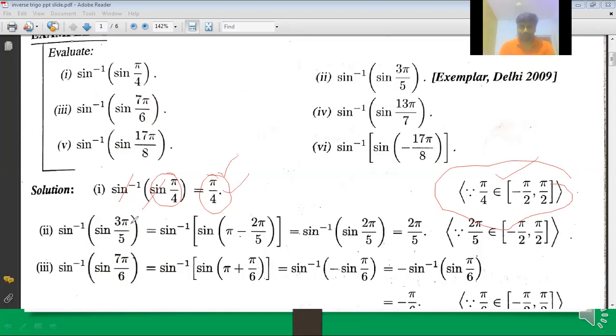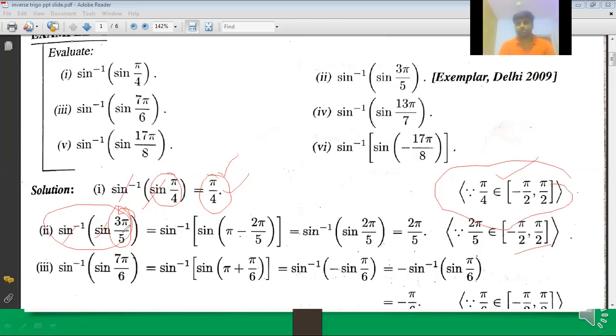Now here, sine inverse of sine 3 pi by 5. Can I cancel sine inverse directly and write the answer as 3 pi by 5? No. Because here pi by 5 means 36, and 36 threes are 108. But 108 does not belong to this domain. That's why we have to change this.